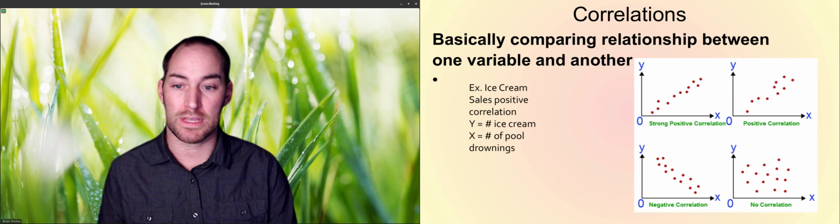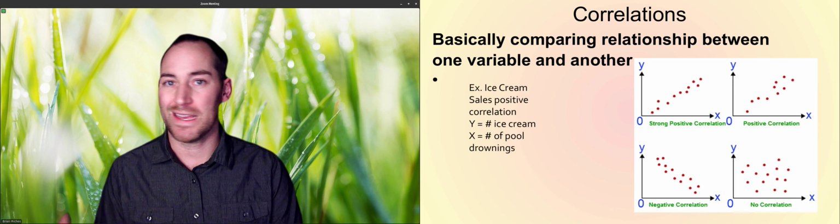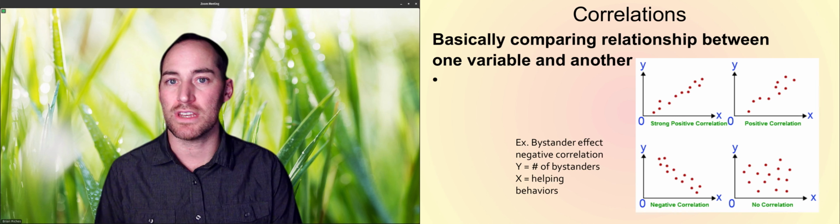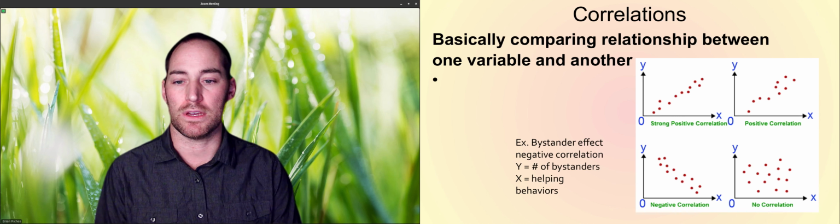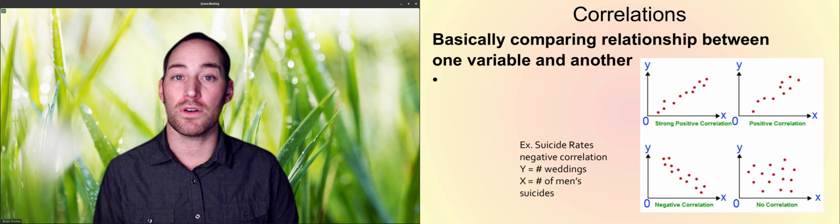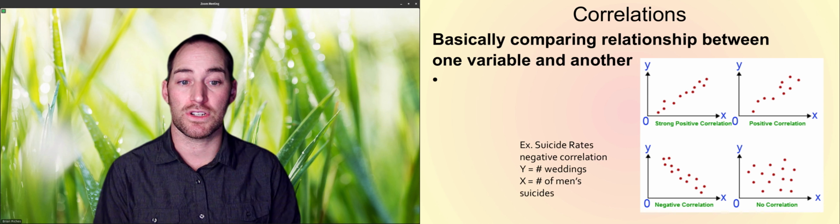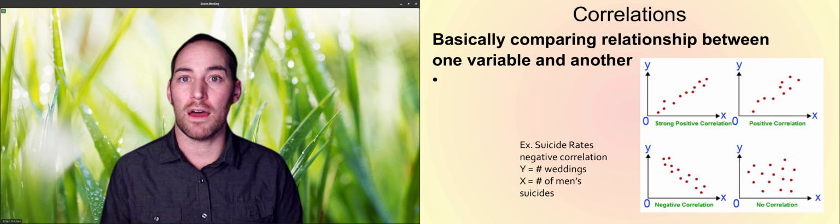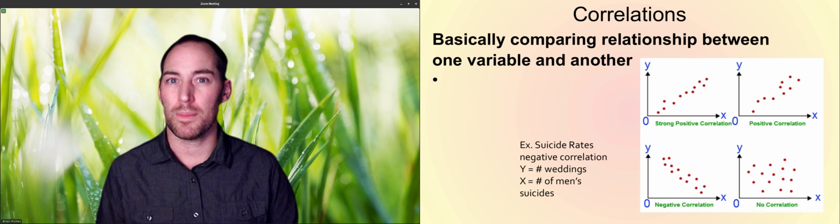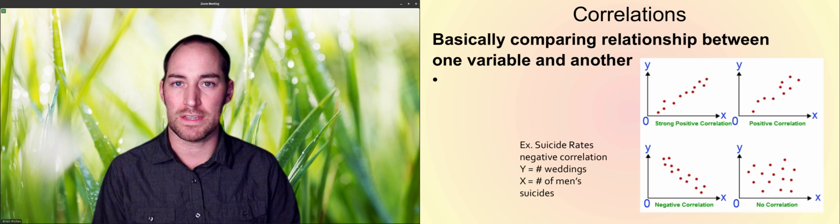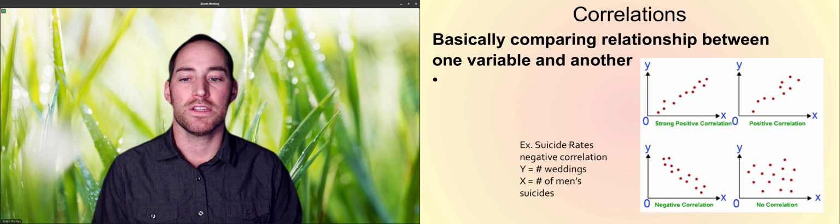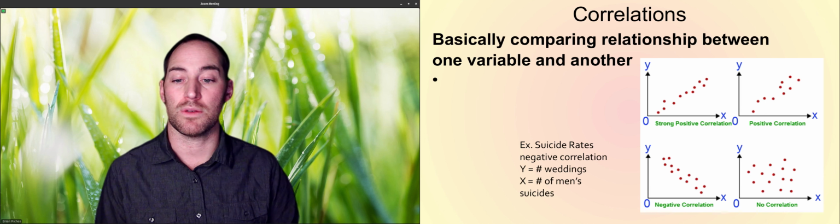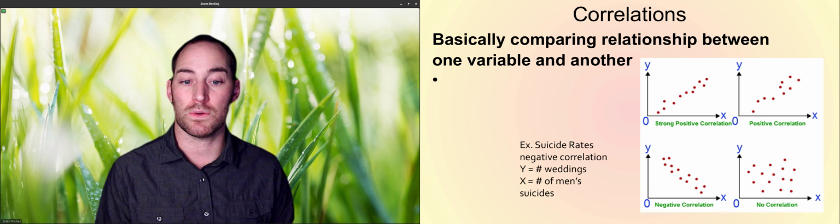But like we saw with the ice cream and pool, just having a correlation does not mean that it is a causal relationship. So let's look at another correlation that is not a causal relationship at all. What we saw in the 1930s, so think about the historical events that might be happening around there, was a negative correlation between weddings and men's suicides.